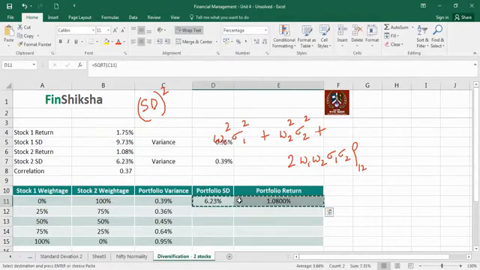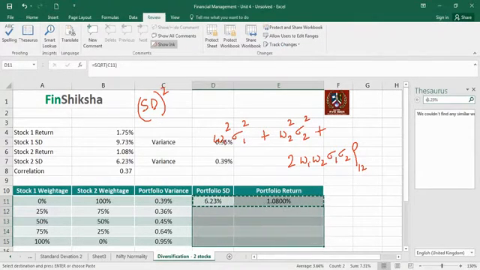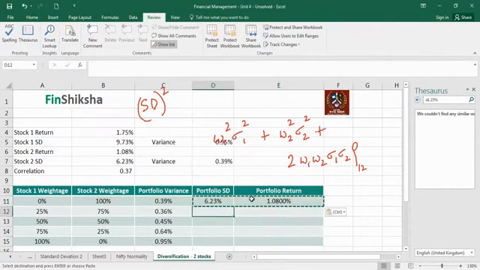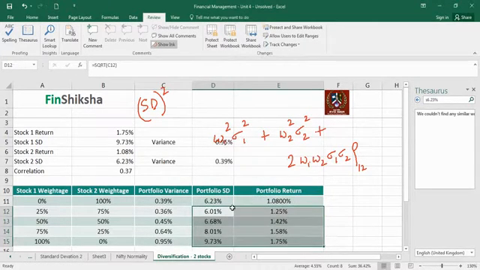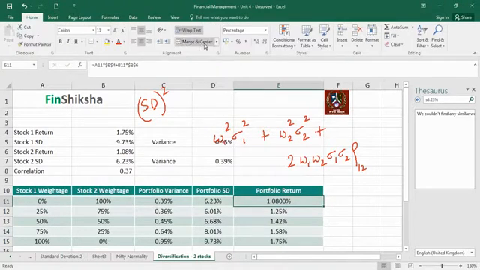I can copy these, I can drag this down, and I can select this, Control C, and paste it as formulae. Select all this, paste it as formulae. Right, so that gives us the values that we were looking for. Just going to reduce the decimal points here.